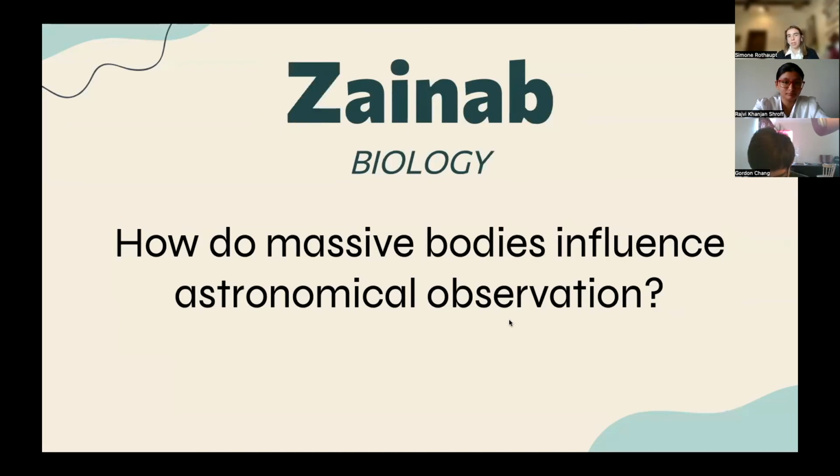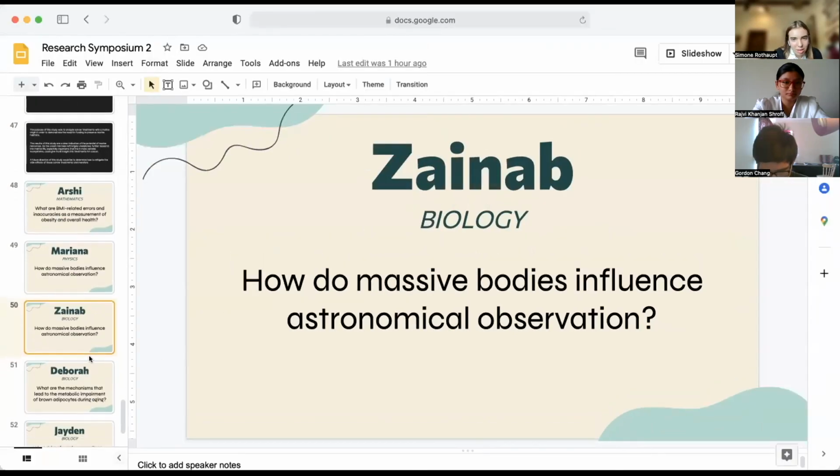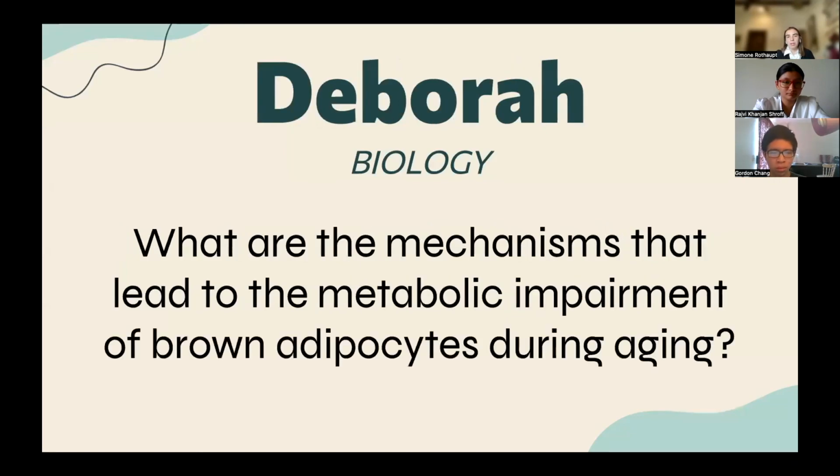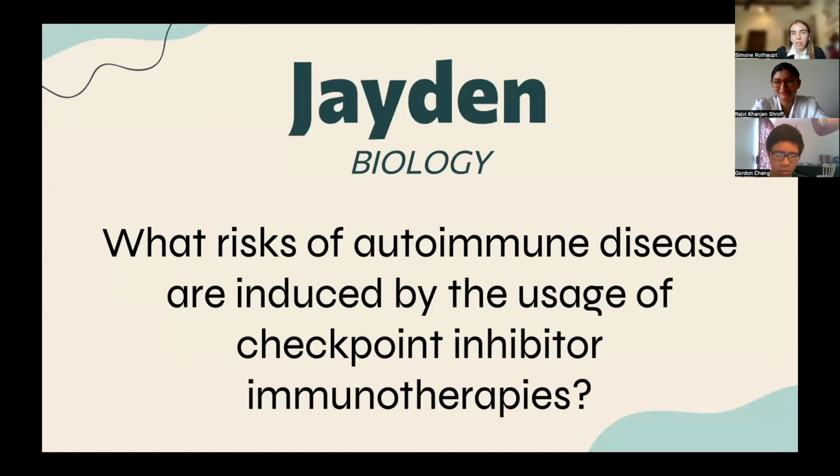Zainab with biology, again, our most popular group. Again, same research question, but that's okay. Then Deborah was also with biology and looking at what are the mechanisms that lead to metabolic impairment of brown, I'm not going to attempt that word, during aging. So again, another biology topic. And then finally, Jayden with biology, looking at the risks of autoimmune disease after the usage of checkpoint inhibitor immunotherapies.